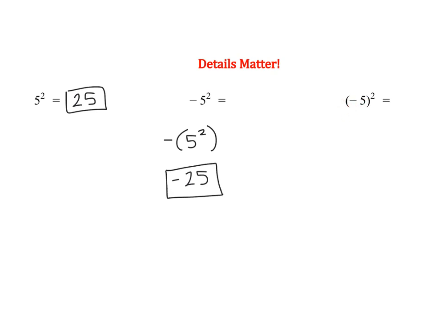Now here, since our negative is explicitly grouped with our 5 with the parentheses, that means that we're squaring both the 5 and the negative. So essentially we're doing -5 times itself. And we know that a negative times a negative becomes a positive. So in this case, it's positive 25. So you see that something as small as a set of parentheses can actually completely change your answer. So just be careful when you have a negative and you're working with exponents.